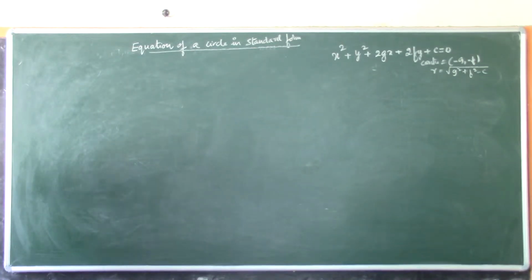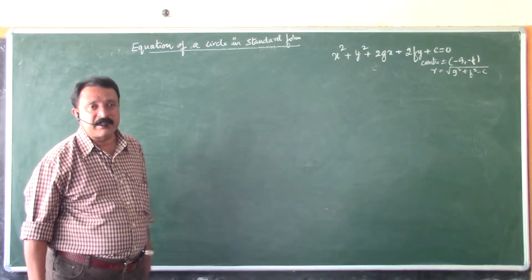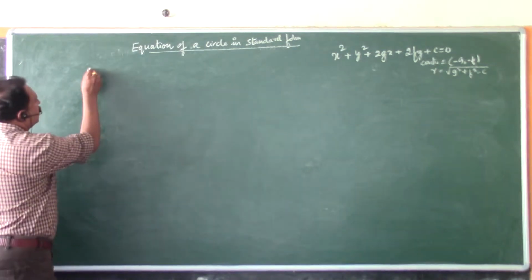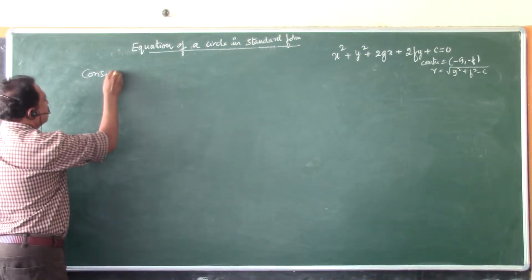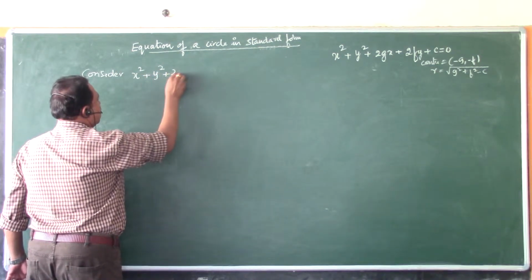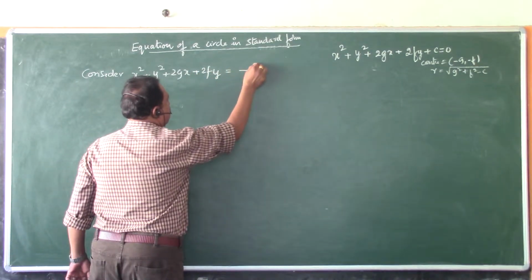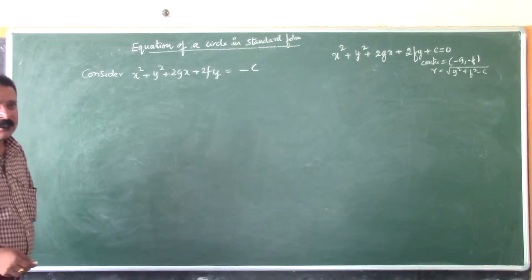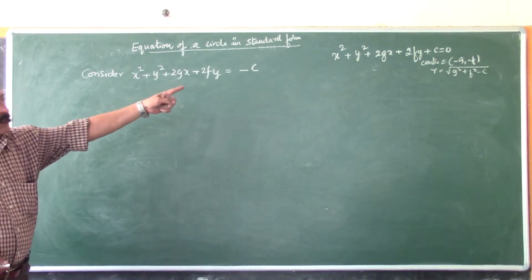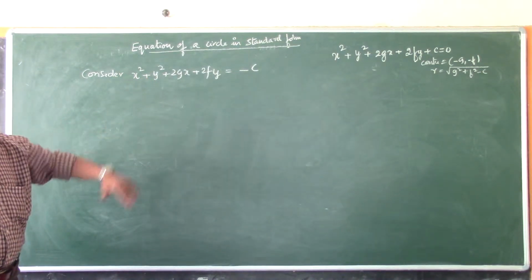Okay. So now let's see how the center is minus g, minus f, and why the radius becomes root of g square plus f square minus c. Now let's begin with this equation. Consider the equation x square plus y square plus 2gx plus 2fy equals minus c. I want to now show you that this is the equation of the circle in the standard form. So I have started with the same equation.